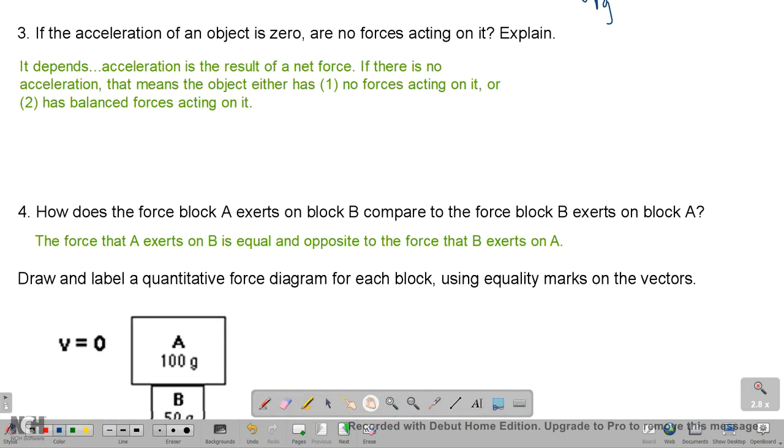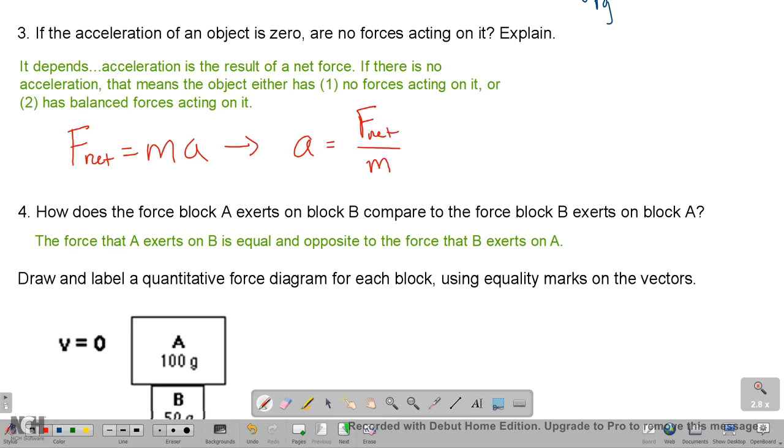Number 3. If the acceleration of an object is 0, are no forces acting on it? Explain. So this depends. You have to remember that acceleration is caused by a net force. Remember, F net is equal to mass times acceleration, and that rearranges to acceleration is equal to the net force over the mass. So you have to have a net force to get acceleration.